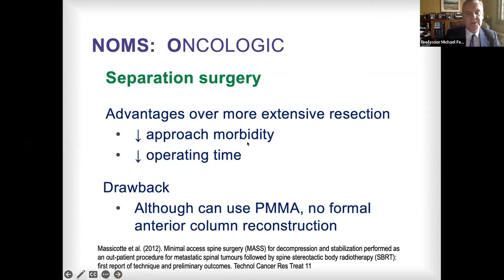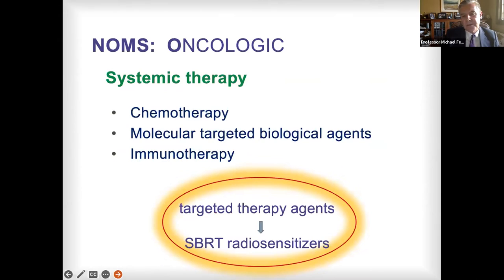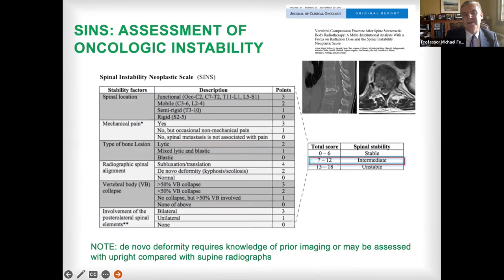So one needs to then also consider a minimally invasive decompressive surgery with the potential need to augment this, either with methylmethacrylate in the vertebral body or with, for example, minimally invasive pedicle screw reconstruction. And other techniques are evolving, including the use of spine laser interstitial thermal therapy, which is a percutaneous technology to optimize SBRT techniques via cytoreduction from controlled heating or cooling. And then there's increased interest in targeted therapies with SBRT radio sensitizers.